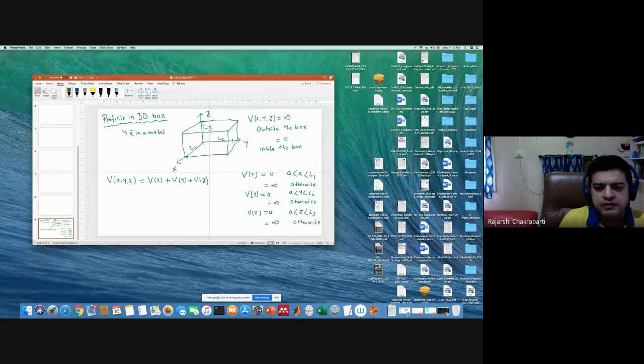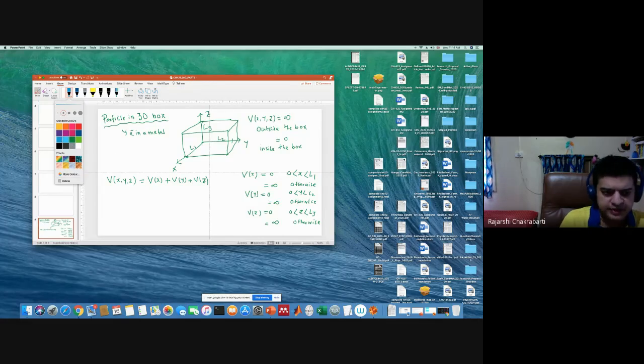The good thing about it is that if any of these conditions is not satisfied, that is, your particle is not between 0 and L1 along x or 0 and L2 along y, any of these, your potential becomes infinity because one of the terms will become infinity. So if I can write my potential as a sum of potentials in three directions, this is the way I write it, and then I go back and write down my Schrodinger equation, which is the eigenvalue equation I want to solve for this problem.